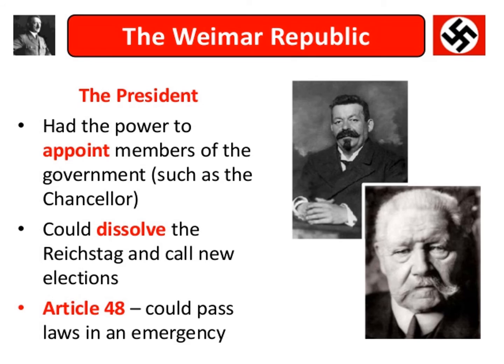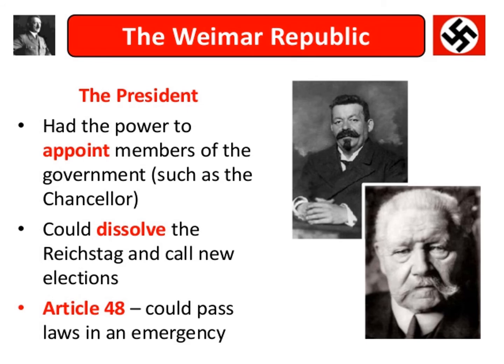It also gave a president the power to appoint members of the government, such as the Chancellor. That was their job, to say this person is now going to be a Chancellor, and it didn't matter which party they were in. They could dissolve the Reichstag anytime that they needed to and call for new elections. And they also had something called Article 48. Article 48 was designed to pass laws in an emergency situation. So they were able to pass laws without having to consult the rest of the Reichstag, just because it was an emergency situation, and then that power defaulted back from them.